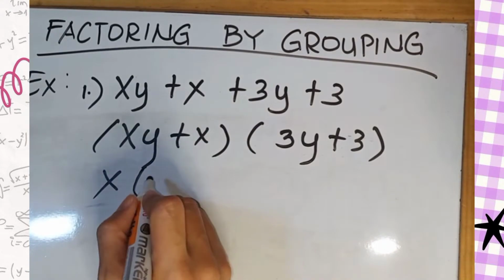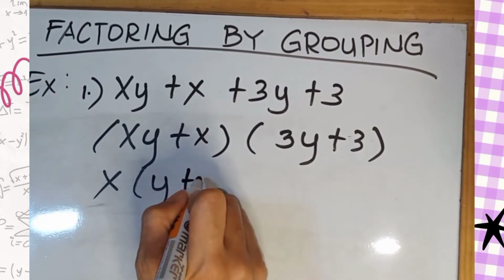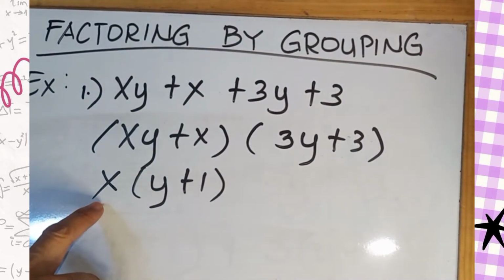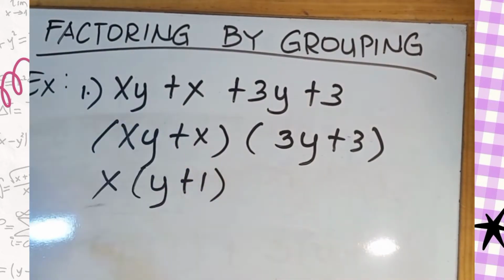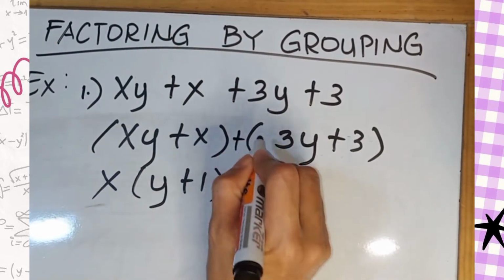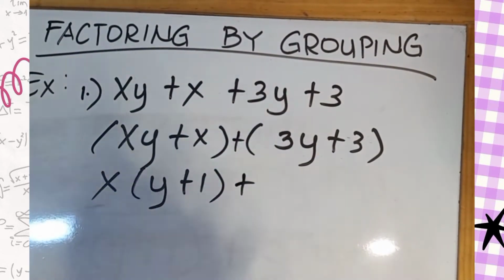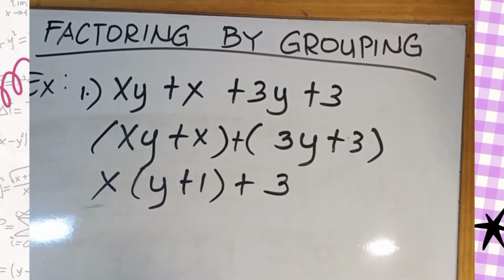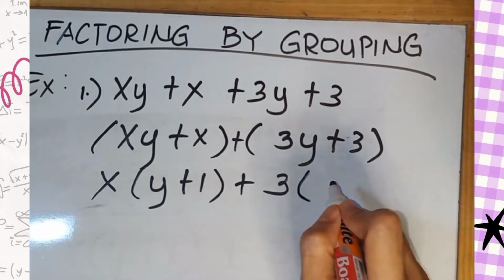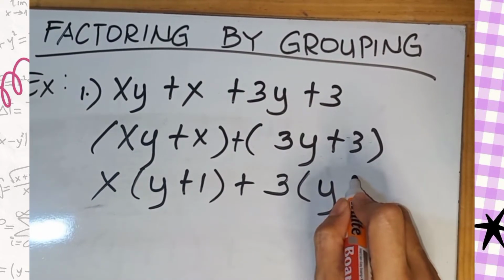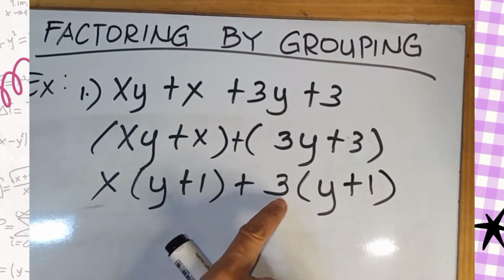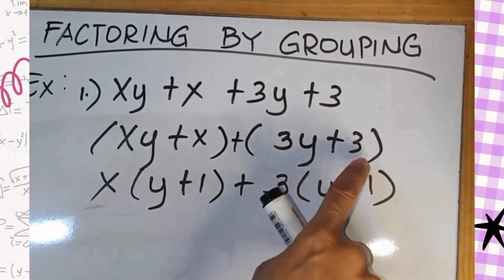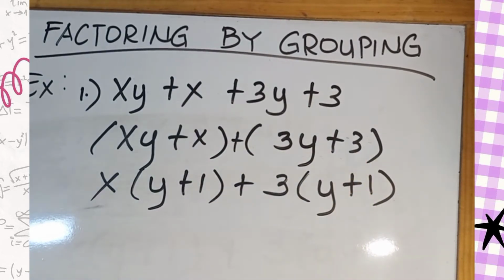Ang matitira sa loob ng parenthesis ay si y plus 1. X times y, that's xy. X times positive 1, that's positive x. And then plus, yung ating second group, 3y plus 3. So, ano yung common factor nila? Their common factor is, of course, 3. So, ano yung matitira sa loob ng parenthesis? That's y plus 1. Again, 3 times y, that's 3y. And 3 times positive 1, that is positive 3.